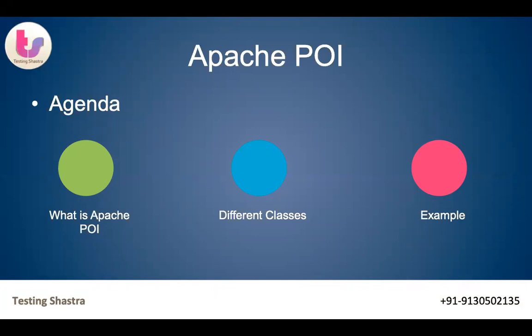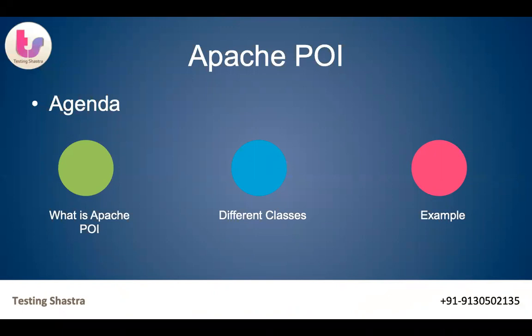In the introduction part, Apache POI is an API, application programming interface, designed by Apache software. In this API, there are certain jar files, and all of those jar files have certain classes, interfaces and abstract classes. Using those classes, we can handle XLS files, XLSX files, doc files, docx files, PPT files, PPTX files, properties files, and so on.